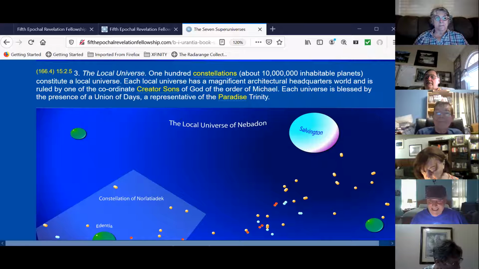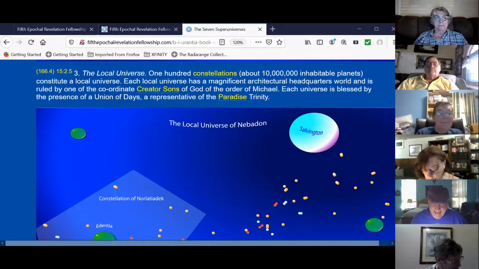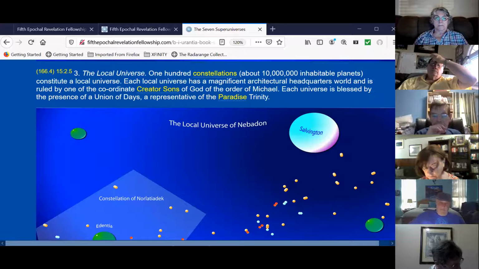The local universe, number 3. 100 constellations, about 10 million inhabitable planets, constitute a local universe. Each local universe has a magnificent architectural headquarters world and is ruled by one of the coordinate creator sons of God of the order of Michael. Each universe is blessed by the presence of a Union of Days, a representative of the Paradise Trinity.